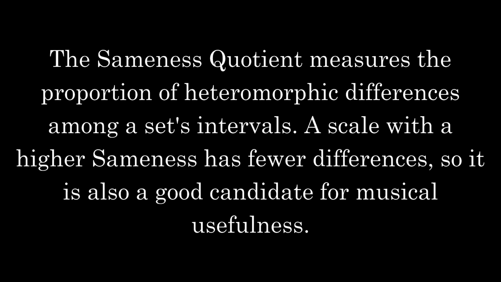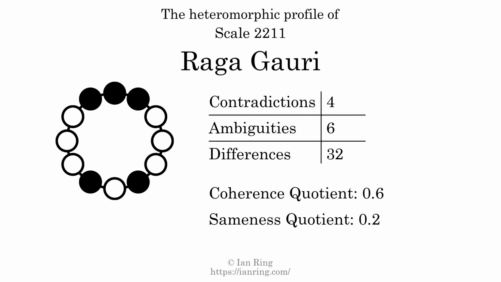The sameness quotient measures the proportion of heteromorphic differences among a set's intervals. A scale with a higher sameness has fewer differences, so it is also a good candidate for musical usefulness. The sameness quotient is 0.2.